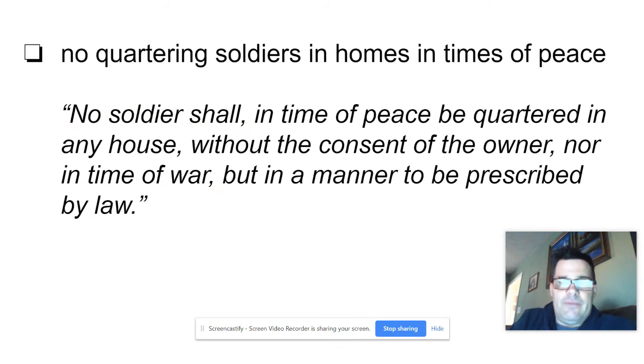No quartering, or sleeping and living in the home, in times of peace. Notice that it does say that in a time of war, it is in a manner prescribed by law, meaning Congress can actually pass a law that says a soldier can be in your house. So, like Ulysses S. Grant during the Civil War, he took over people's houses, and that was prescribed by law during a time of war. That can happen. All right, cool. That's the Third Amendment done.